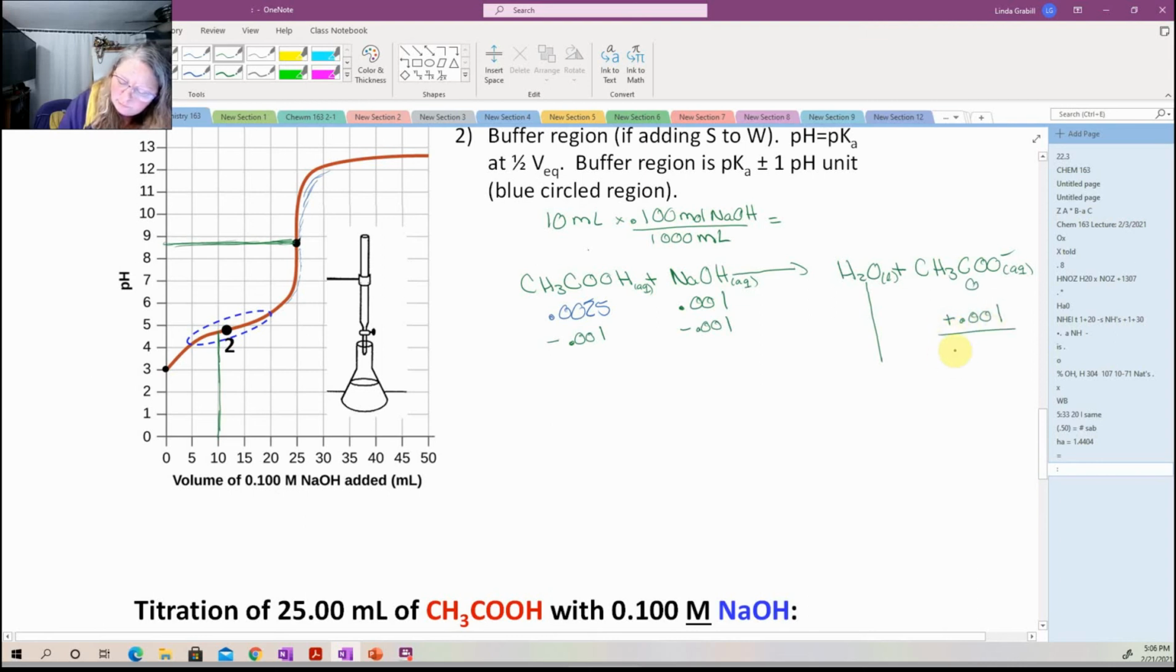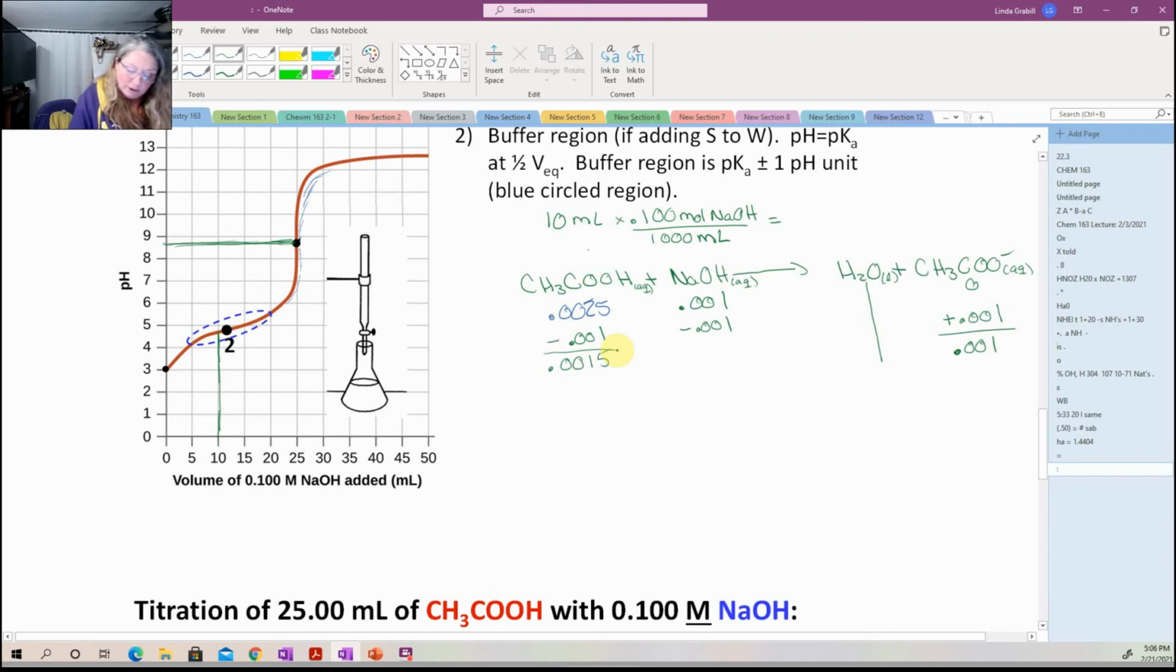So my conjugate base is easy enough. That's just whatever I've used of my sodium hydroxide. That's how much I'm going to generate there. But to use Henderson-Hasselbalch, I needed to actually do that subtraction. So my 0.0025 minus my 0.001 is 0.0015. Cool. So now I know my moles.